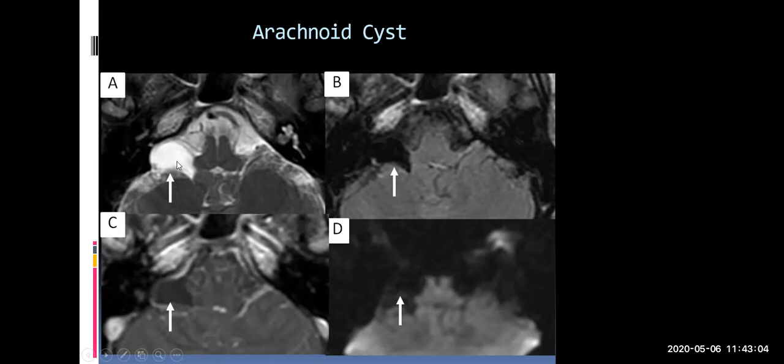This is what the cyst looks like. You see, it has the identical signal as the CSF on T2 and T1, but on a diffusion weighted image, there is no signal from it, and it's identical to the CSF.